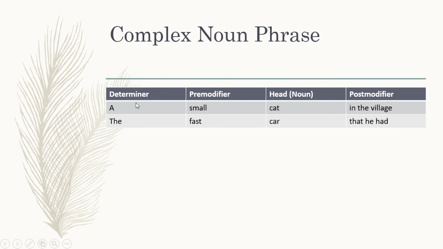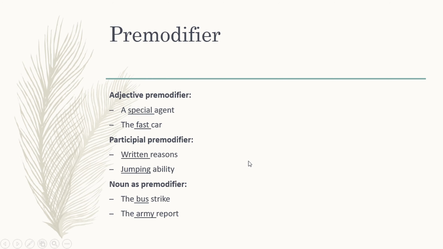Here are the examples. A small cat in a village. The fast car that he had. So those are the examples of complex noun phrase. Okay, move on. Okay, let's talk about pre-modifier. It can be an adjective pre-modifier. So adjective as the pre-modifier.